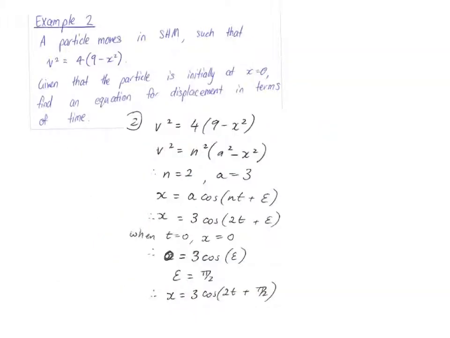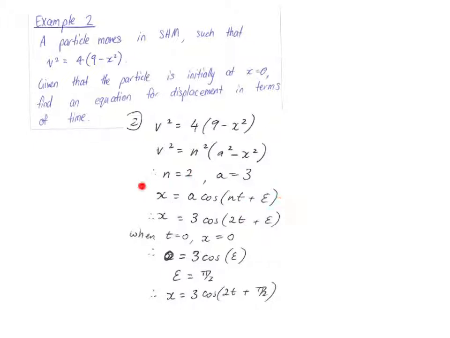So, here we have an example using that formula. v squared equals 4 times (9 minus x squared). So there's the formula that I just had written down in that red box there. So you can see n squared equals 4 again. That means n must equal 2, and a squared equals 9, so a must equal 3. The amplitude is 3. The period is 2 pi on n, so the period would be pi.